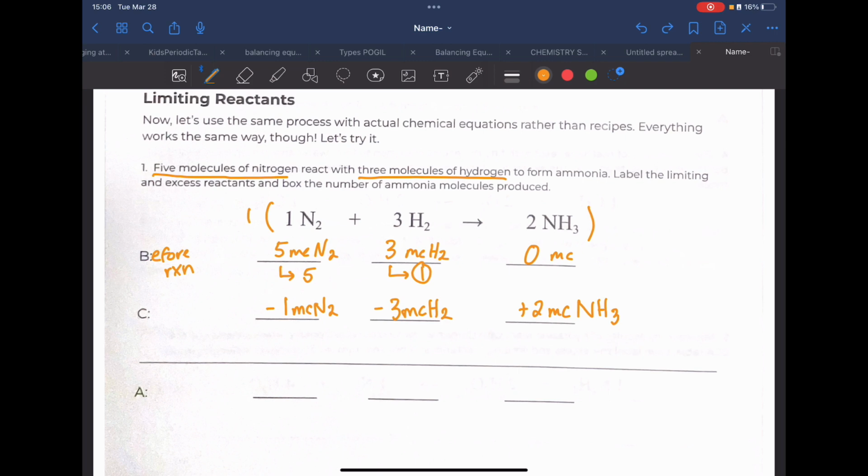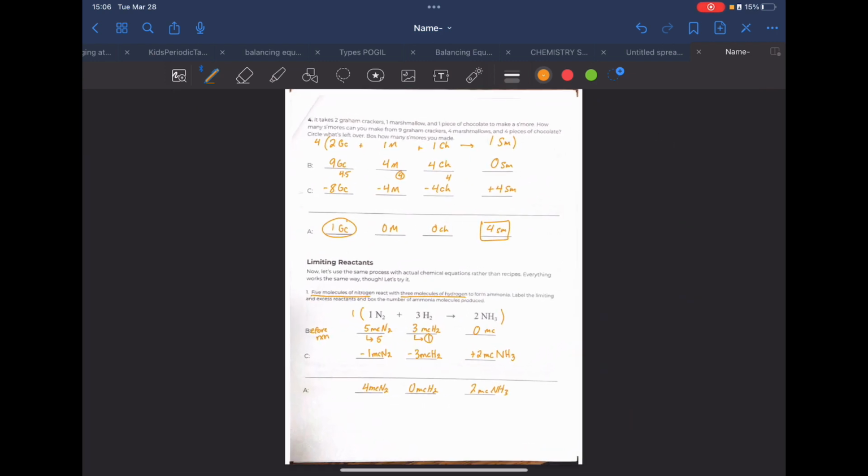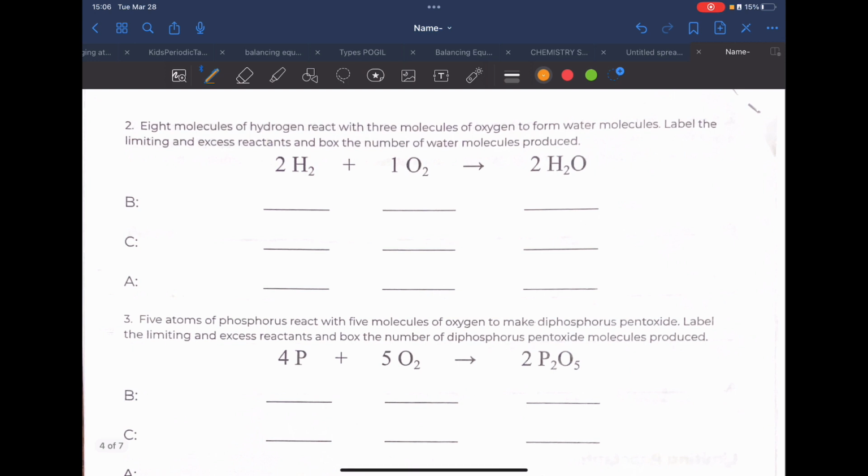Okay, now I just do my subtraction and addition. I'm going to have 4 molecules of nitrogen left over. No hydrogen left over. And I'm going to make 2 molecules of NH3. There we go. Number 2, try this one yourself. Pause the video now, and then you can play after you finished.